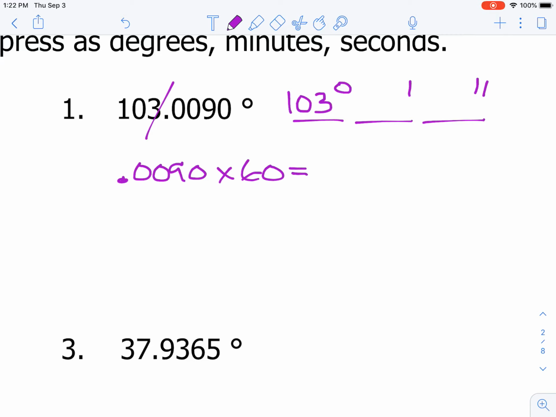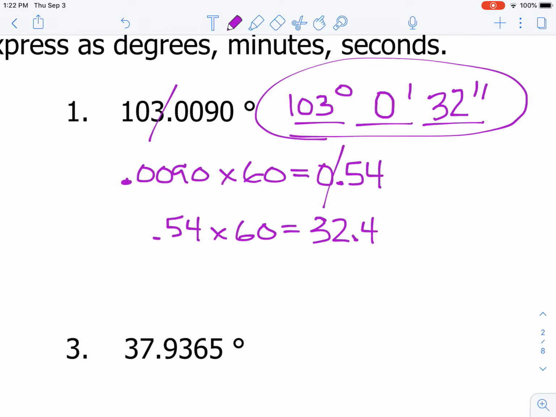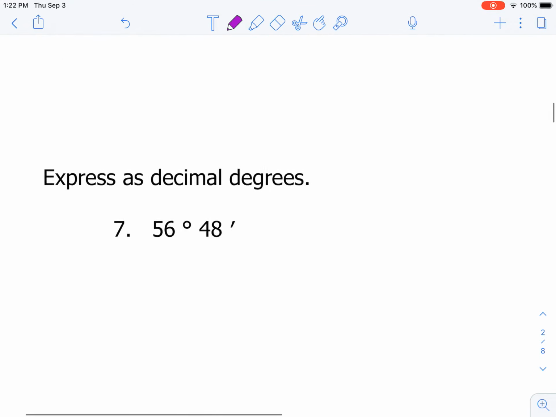When I do that, I get 0.54. And usually what I do is I chop off a whole number. Well, there's no whole number there, but I don't let that bother me, and I just act like I'm chopping off a 0. And I take just the decimal and multiply it by 60. I'm going to round that last part, so this would round to 32. Alright, let's do one more.